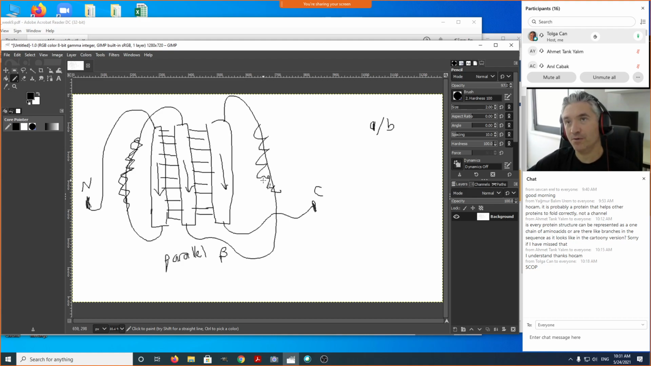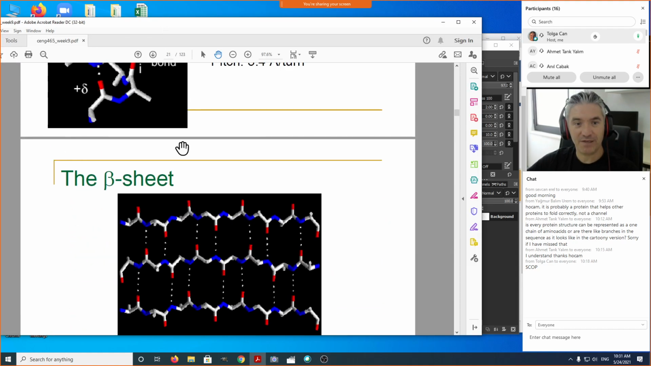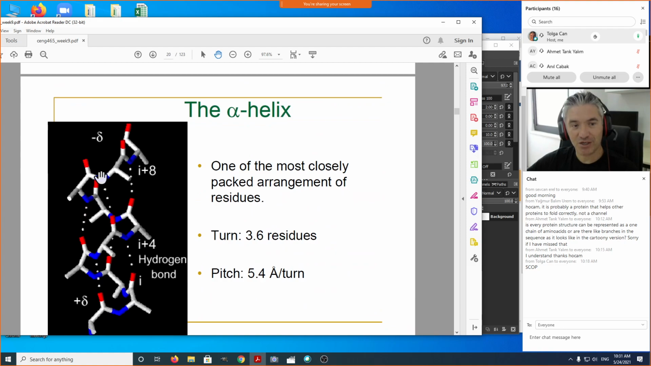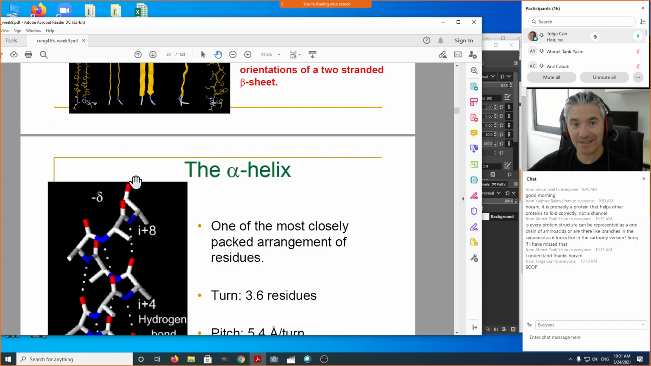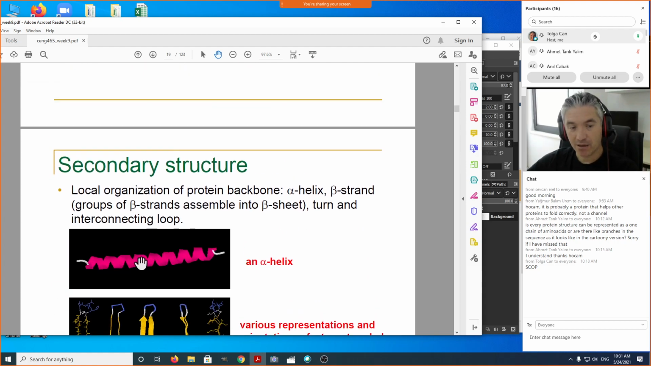In order to determine whether a certain part is going to be a beta strand, you need to look at the entire structure, which is more difficult than just looking at alpha helices, because the helix formation is really local. The hydrogen bonds that form the helix are between i and i plus 4, i plus 8. So it goes like this. It's really a local structure and easier to find.